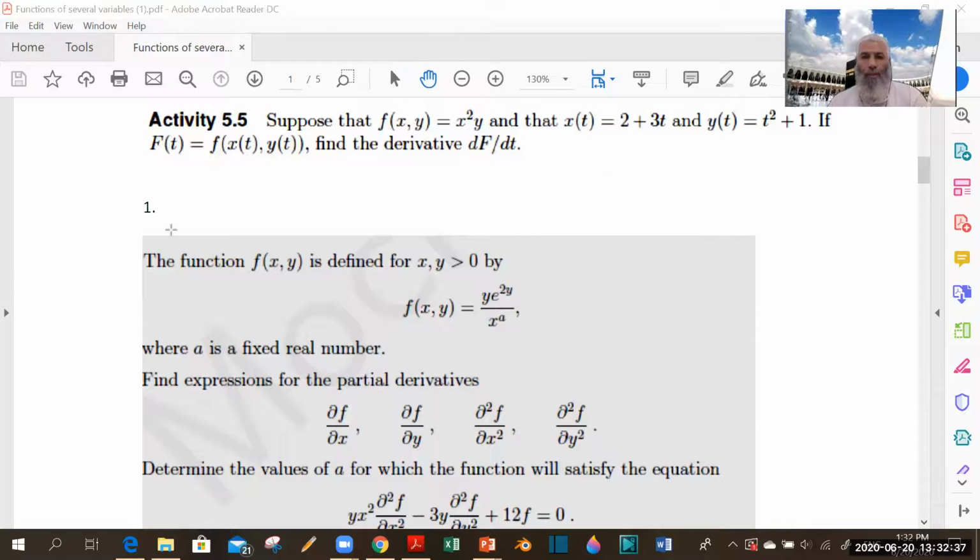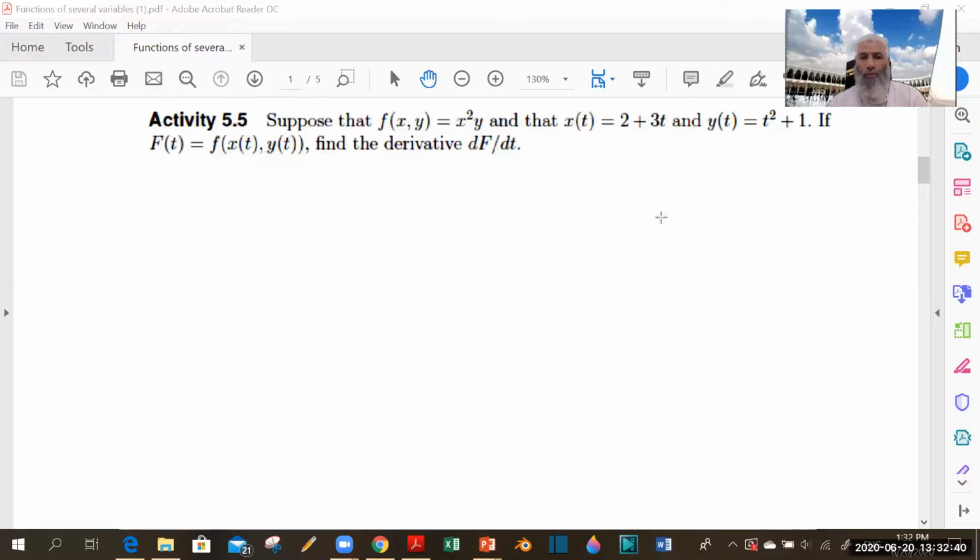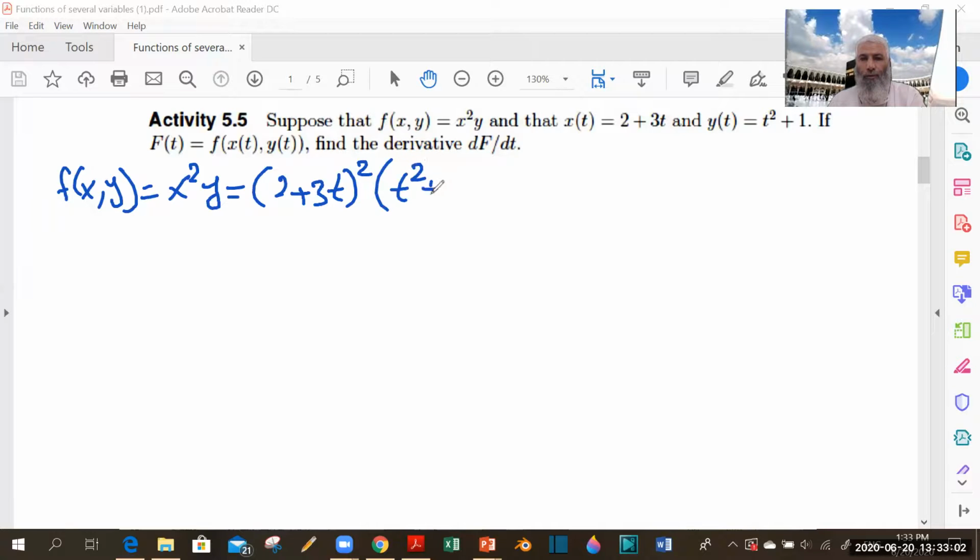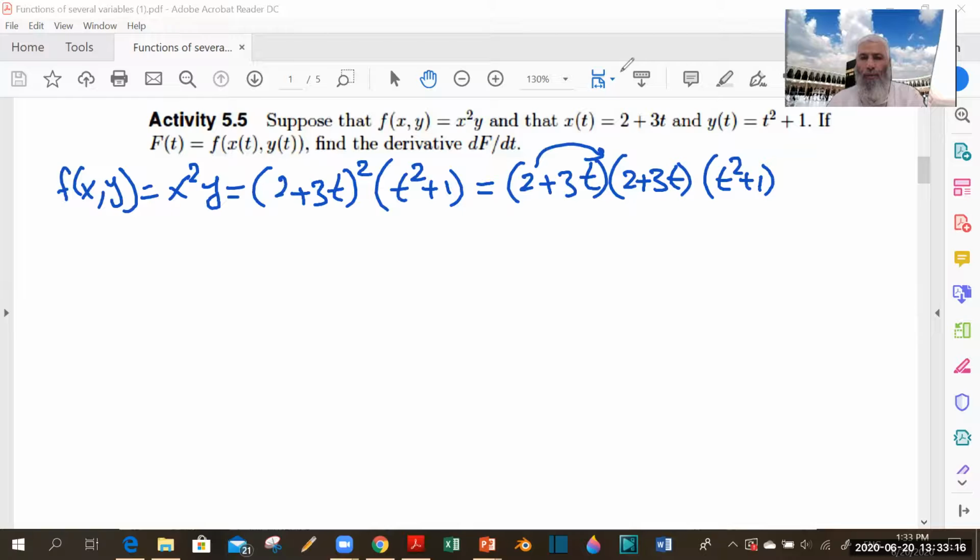And we can solve this another way, I think. xy equals x squared y. So this is x squared. What is x squared? x squared is 2 plus 3t squared, right? And y is t squared plus 1. So this is 2 plus 3t squared. We can write it like this, right?